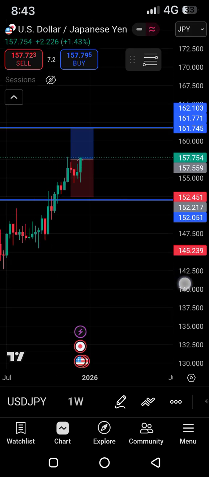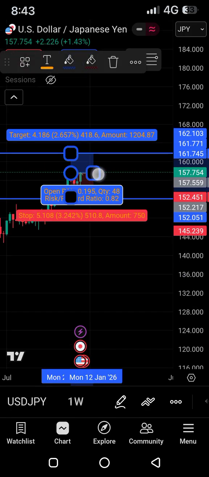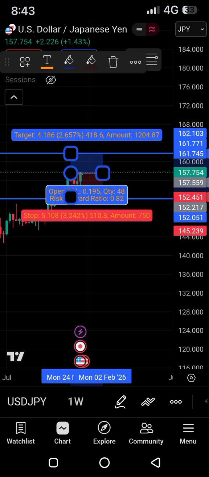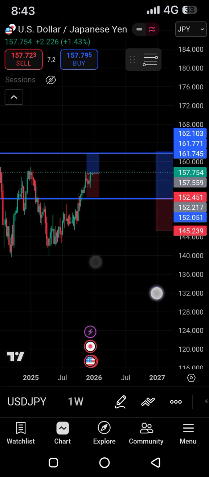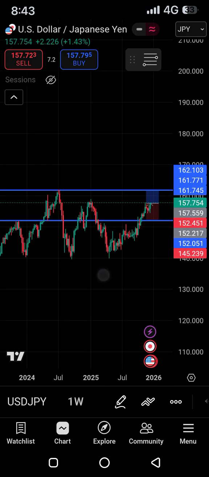Okay, so that will be my TP, and then I shall be minimizing risk along the way. Simple as that. But basically that's what I'm looking for. I'm looking for price to come above that level, and I'll be taking my buys until we reach the next area of resistance in the markets. So yeah, that's basically it for USD/JPY.